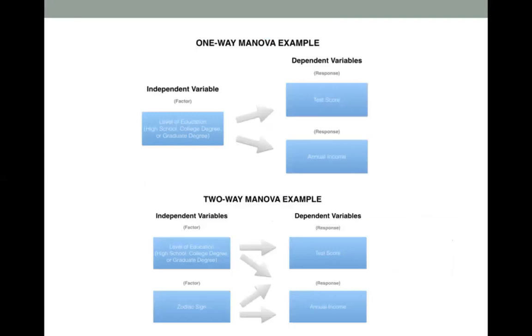One-way MANOVA example: 1 independent variable, 2 dependent variables, such as test score and annual income determined by the level of education. Then a two-way MANOVA example: 2 independent variables, then 2 dependent variables.